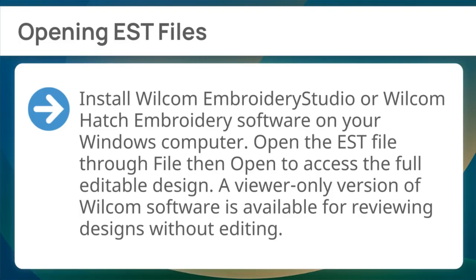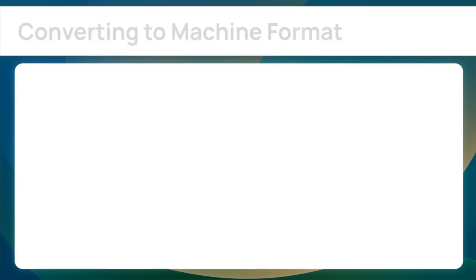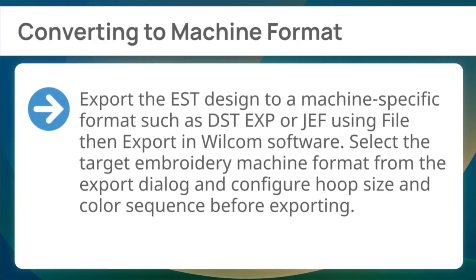Open the EST file through File, then Open to access the full editable design. A viewer-only version of Wilcom software is available for reviewing designs without editing. Next, converting to machine format.